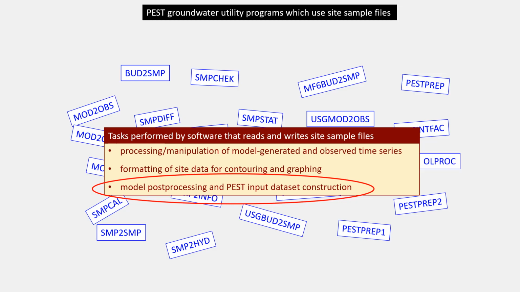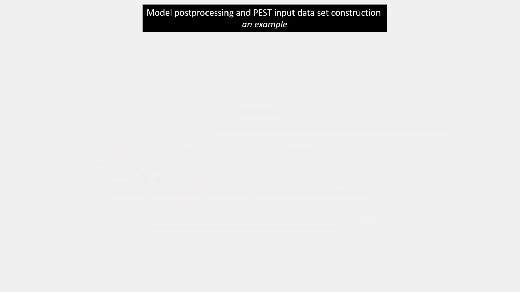Construction of an input dataset for PEST++, where we have lots of observations, is time-consuming and error-prone. It needs to be automated. Programs that are discussed in this video will do that automation for you. So here's a quick example, and then we'll go into more details about this and other examples later in the video.